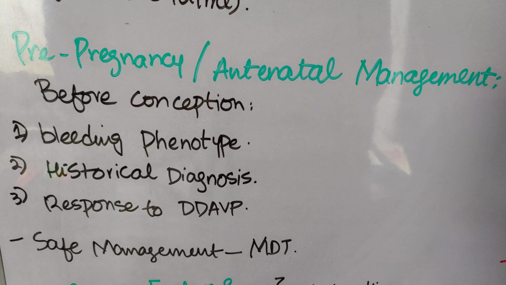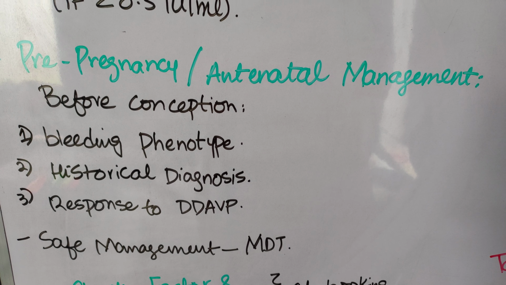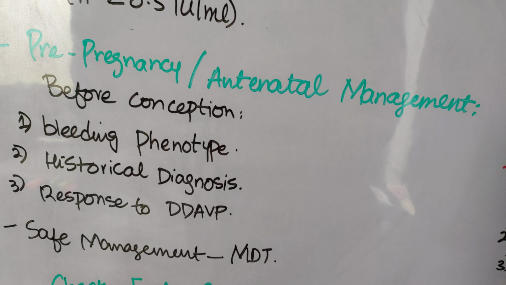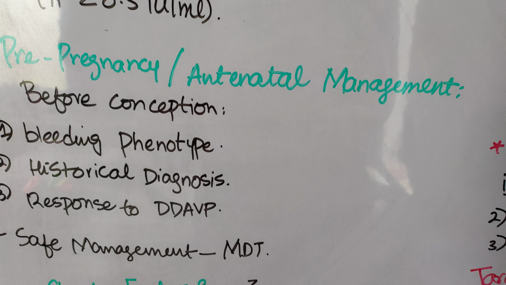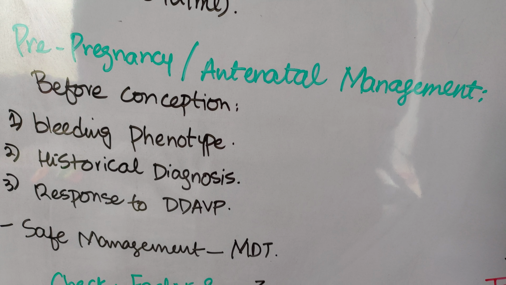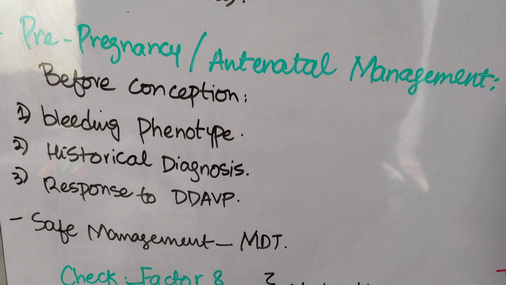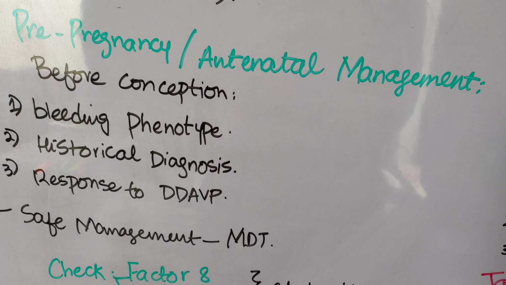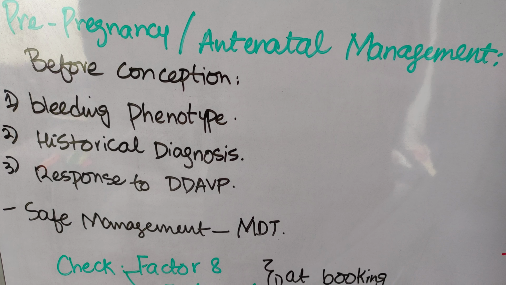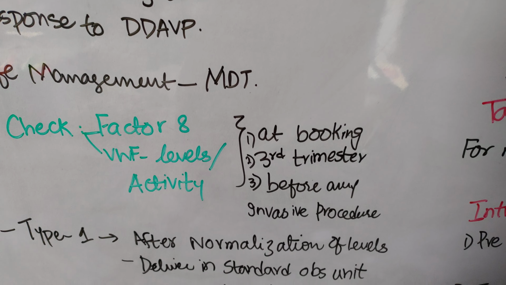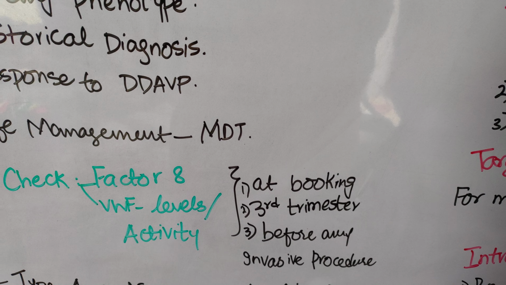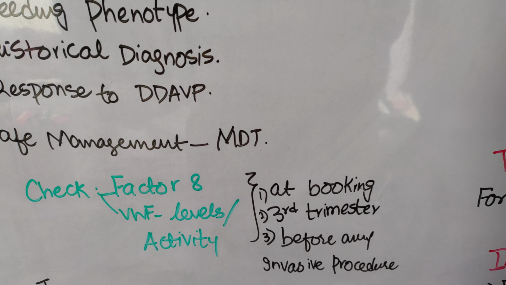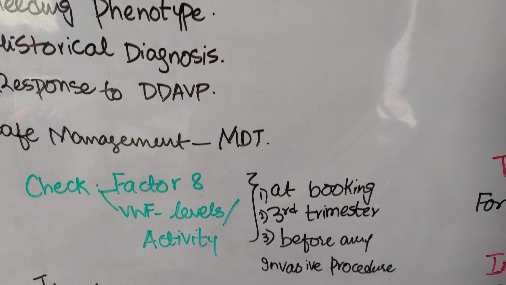So how do you manage this case in pre-pregnancy or antenatal management? Before conception, you have to check the bleeding phenotype of this patient, whether it's type 1, type 2 or type 3. Then check the historical diagnosis, and the response to desmopressin should be established. The safe management is to follow an MDT, that is a multidisciplinary team approach, and also check factor 8 levels at booking, then at the second trimester, and before any invasive procedure. And along with factor 8, also check the von Willebrand factor levels or its activity.